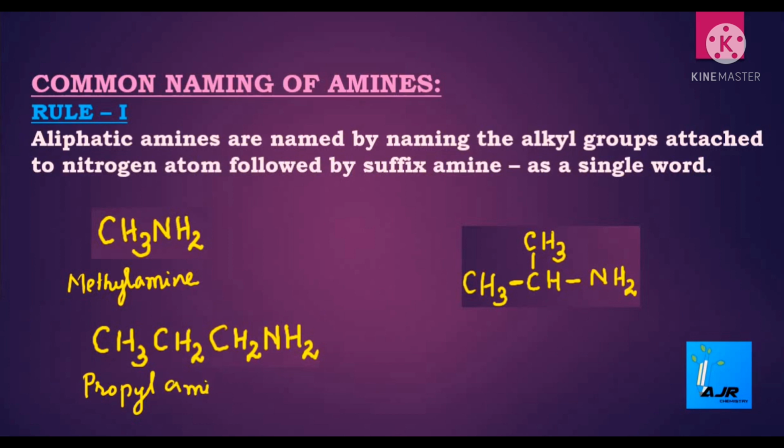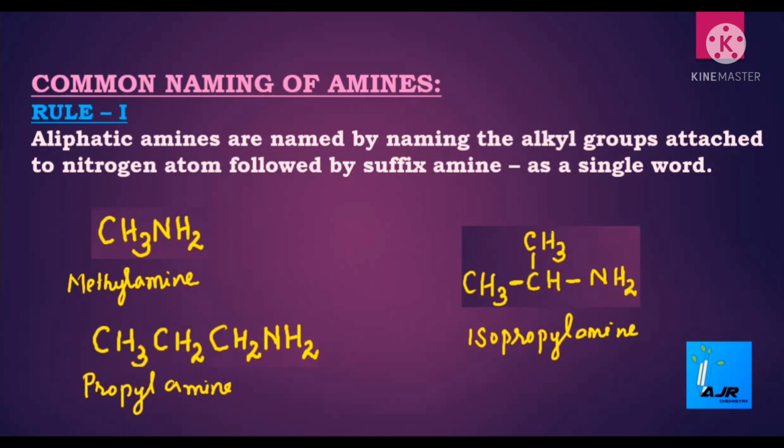Understood, students? So the next compound. See, this is a secondary amine. Here the amino group is attached to a secondary carbon, because this carbon is attached to two more carbon atoms. So this is an isopropyl group. So what's the name of this compound? Isopropylamine. Okay, so this is how you should write the name.